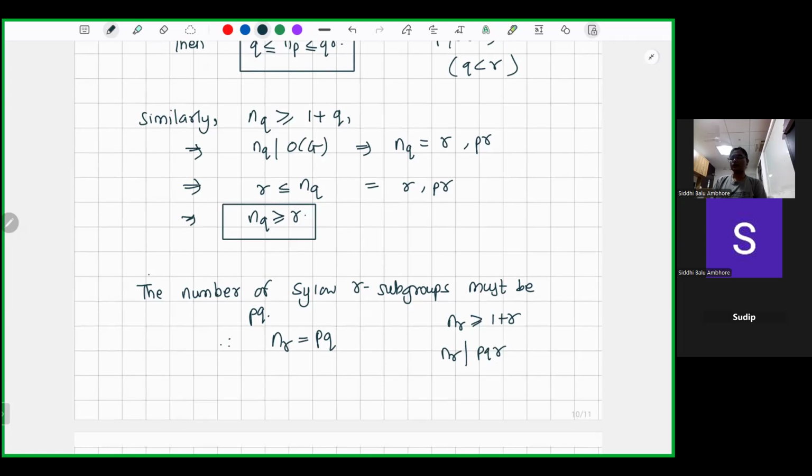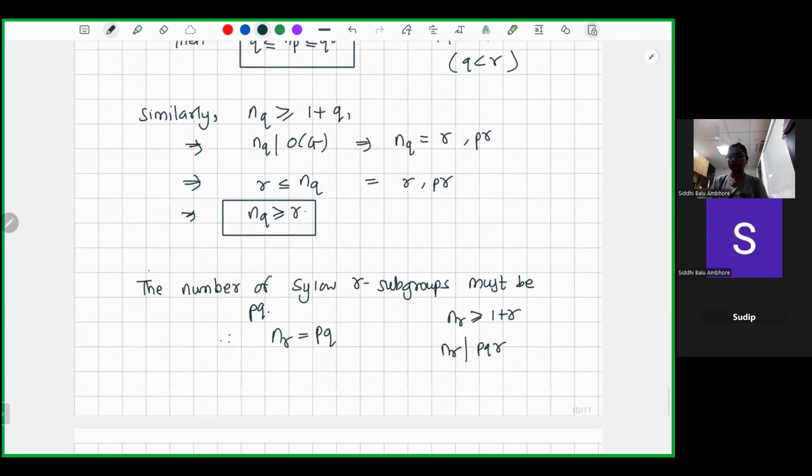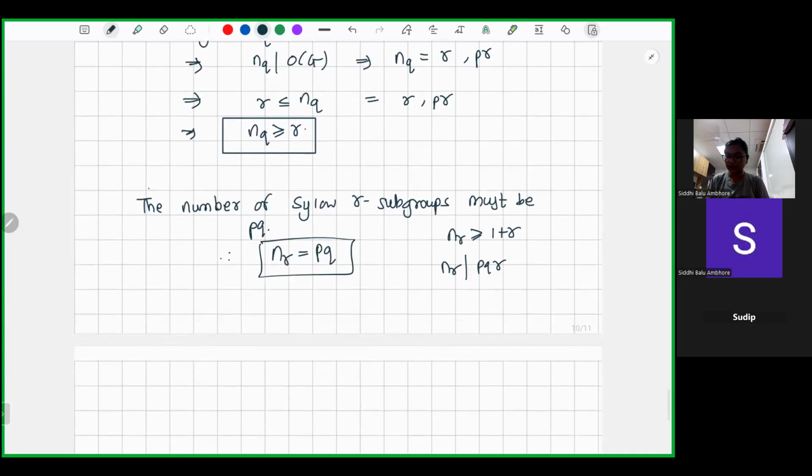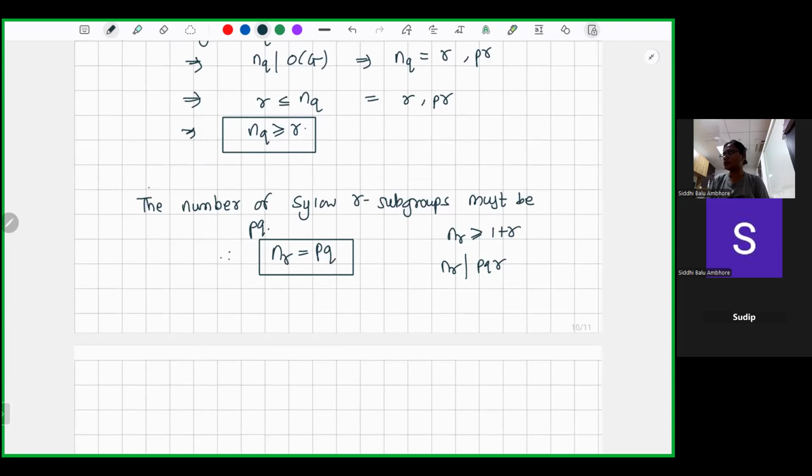So note that how we are doing this is that I have P less than Q less than R, but I also have PQ less than PR and all those. The basic comparison of numbers. We are just playing smart with the possibilities of this NQ, NP, and NR. And I get this now. The number of R Sylow subgroups in G is PQ. That is the only possibility.